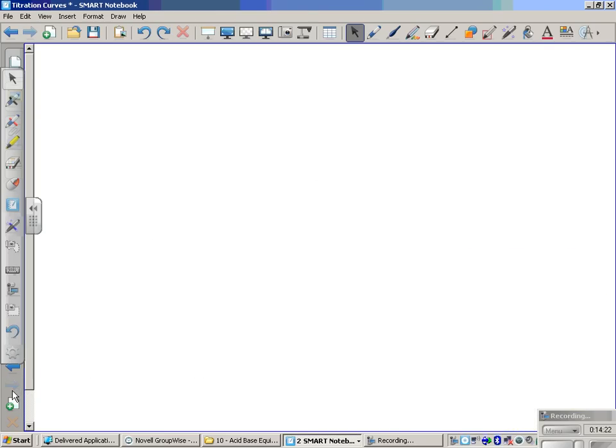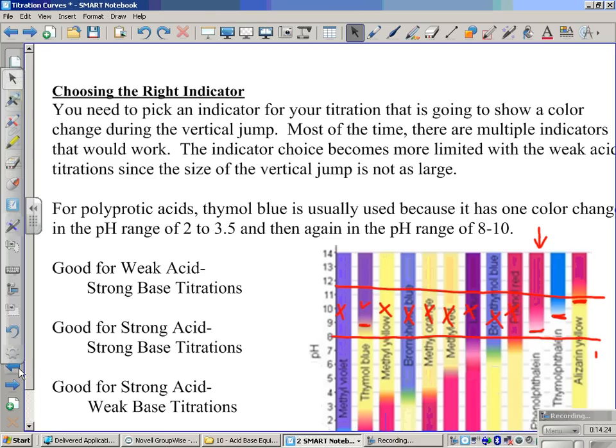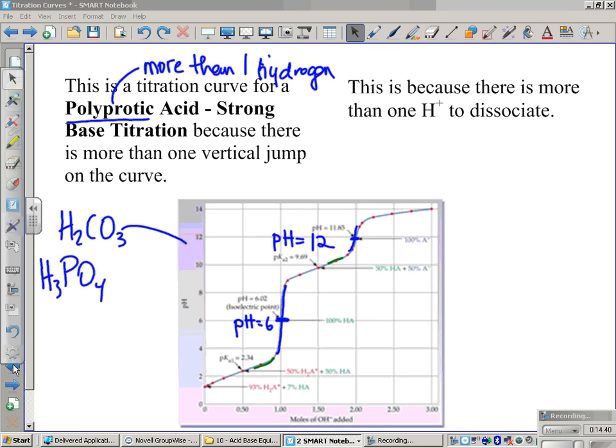Now those are pretty much the types of things they're going to ask you about: indicator choice, what the equivalence point is, where the buffering region is, that type of thing. If you notice back on your front side of your notes, if you'll flip back to the front, there was also one other point listed on there that I want to make sure that you see.